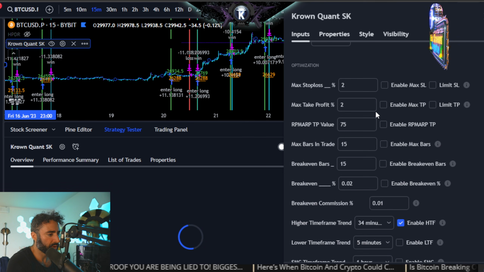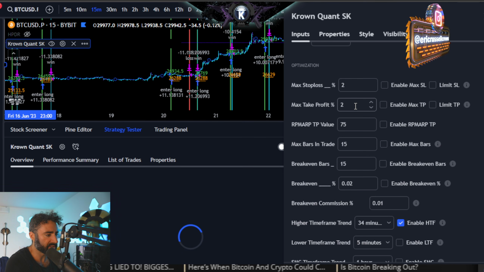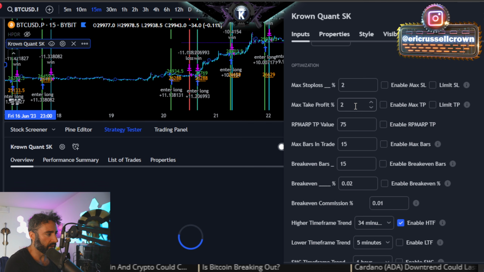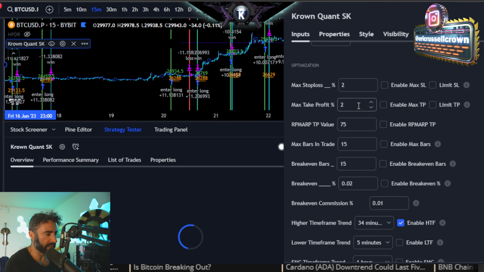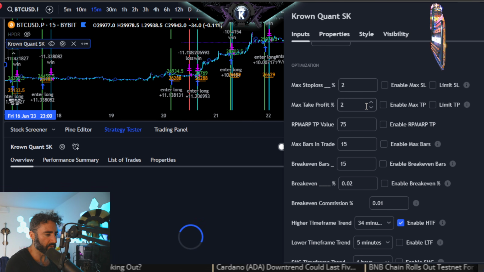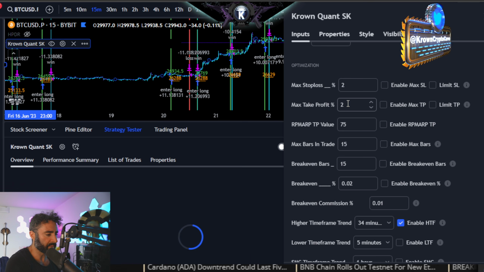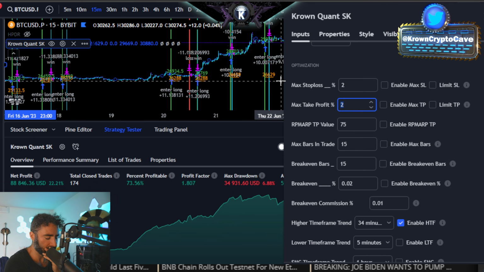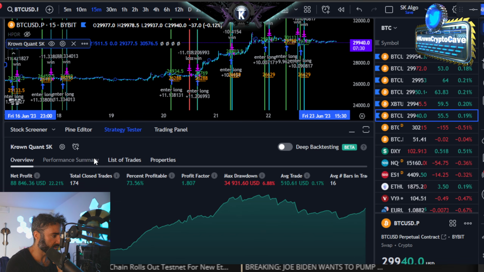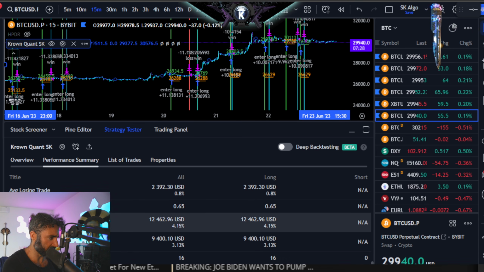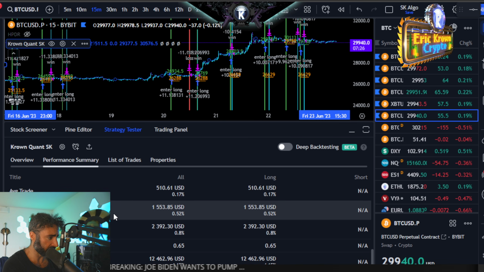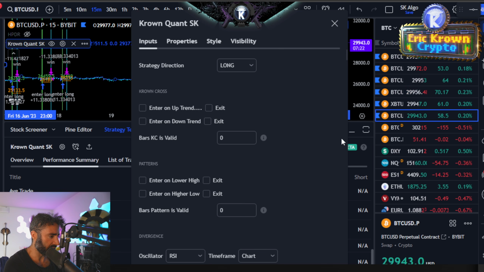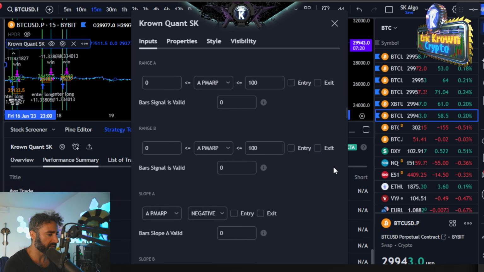let's now put in a maximum take profit just to see what it would do. I want to see if we can get these numbers up a little bit more. What I'm going to do here is start off with, well, let's see what the average trade is. So we go into the performance summary. Now the average winning trade is actually 0.5%, which is very interesting right there.